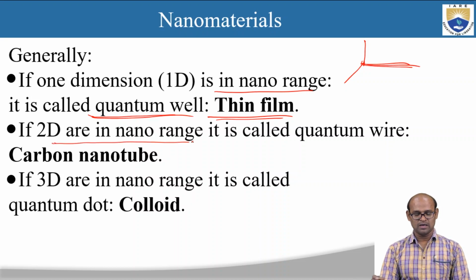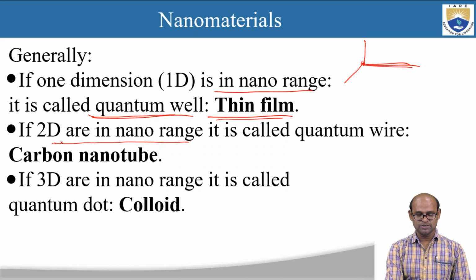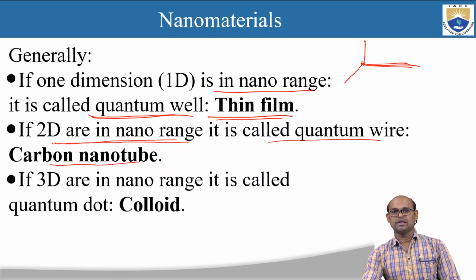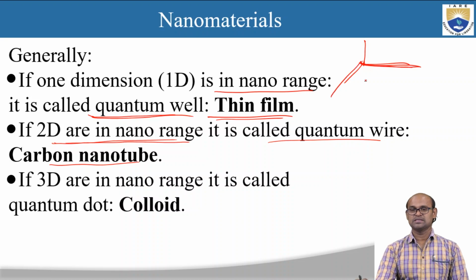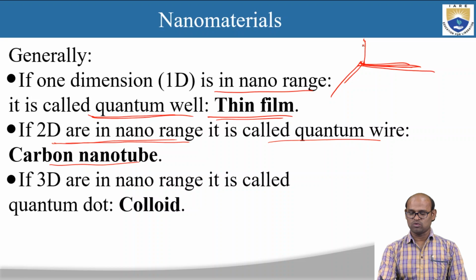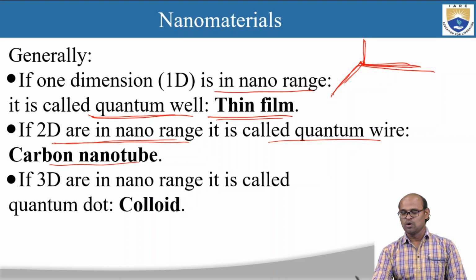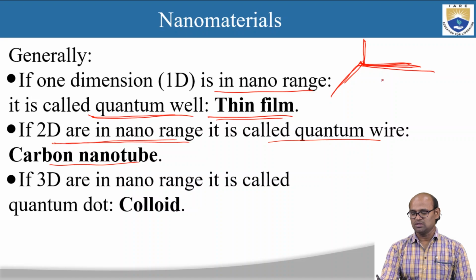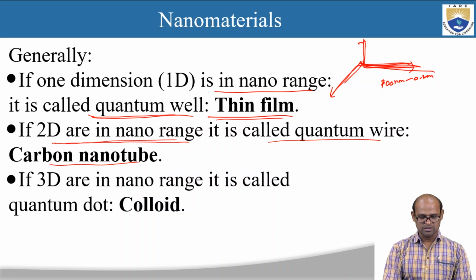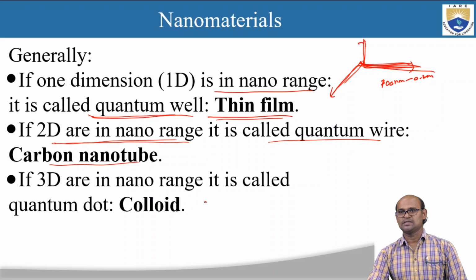If the nano range is in two dimensions, it is called a quantum wire, and a carbon nanotube is an example of a nanomaterial where the nanoscale is along the x and y axes. Suppose the nano range is in three dimensions: along the x-axis, y-axis and z-axis, the length scale is around 100 nanometers to 0.2 nanometers. Then that material is called a quantum dot, and an example of such a quantum dot is a colloid.